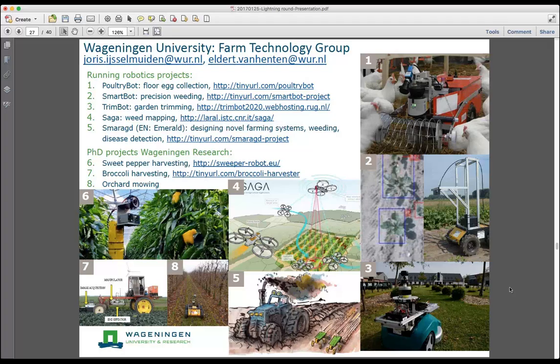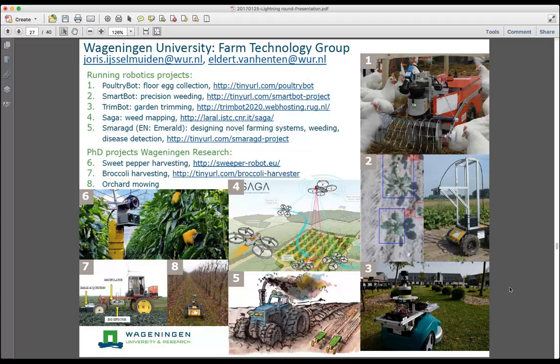So image one here shows a robot to collect floor eggs in a cage-free poultry house. Number two is a weed detection system for spot spraying. Three is from the TrimBot project. We already saw that, where we developed the world's first garden trimming robot. Four is from the Saga project, where we use drones to map weed infestations. And five is a new project we just started. It's about designing new high-tech farming systems. And there we also focus on disease control and weeding.